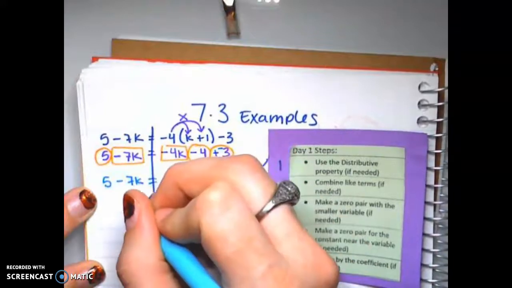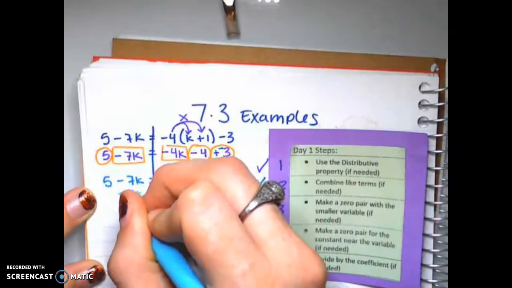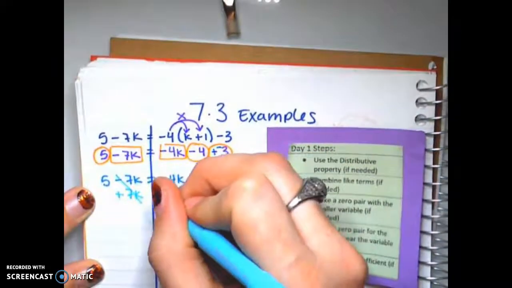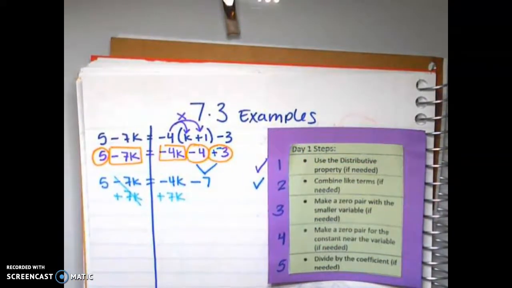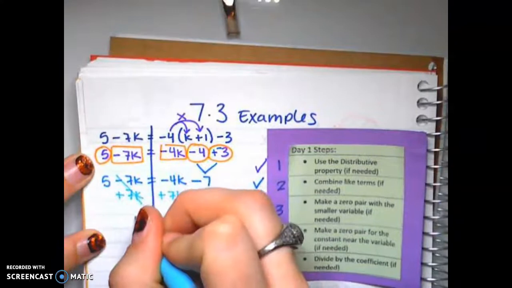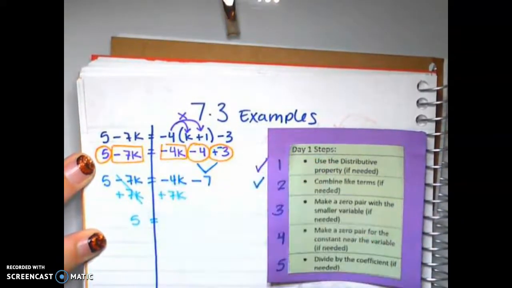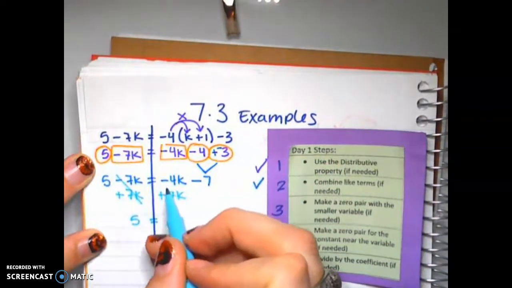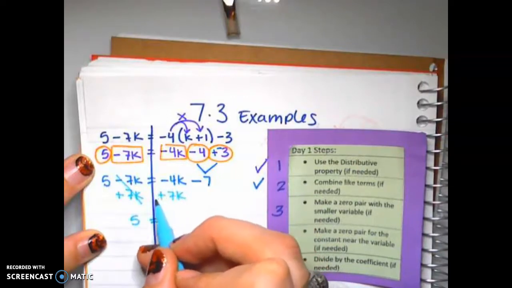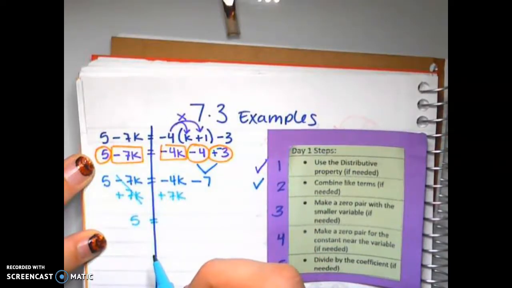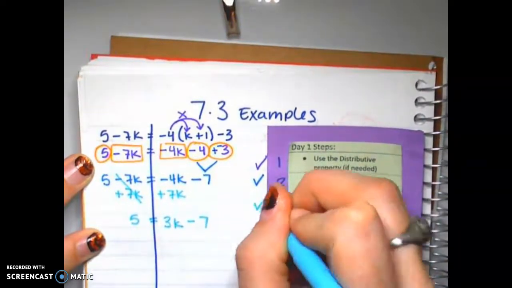And negative 7, I put a 7k down here. And to make a 0 pair, I do the opposite of negative, which is positive. So I'm going to add 7k to both sides. And then I'm going to rewrite my problem. So this is gone. So I got 5 equals negative 4 plus 7. Different signs means subtract. So I'm going to do 7 minus 4 is 3 and keep the sign of the larger number. My larger number is 7, so it'll be a positive 3. So I got 3k minus 7. Step 3, check.